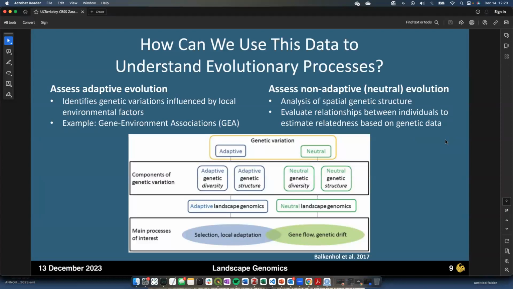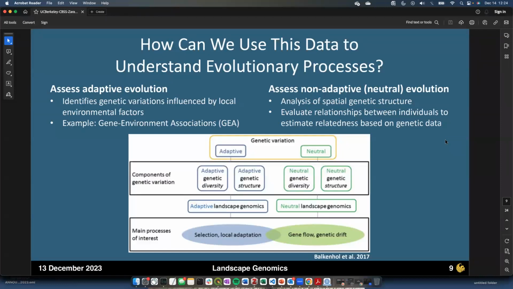All right, so how do we use this data to understand evolutionary processes? One way that's really popular is assessing adaptive evolution, where you try to perform something like a gene-environment association, looking for environmental variables associated with certain SNPs. And that tells you that those SNPs we found might be important for adaptation to something like temperature that was really associated with it.